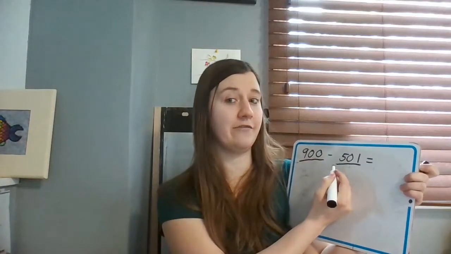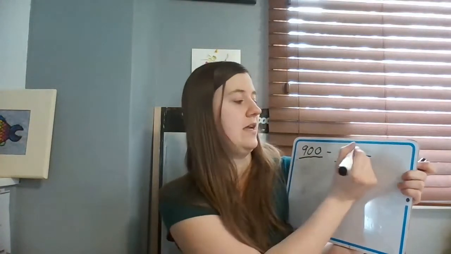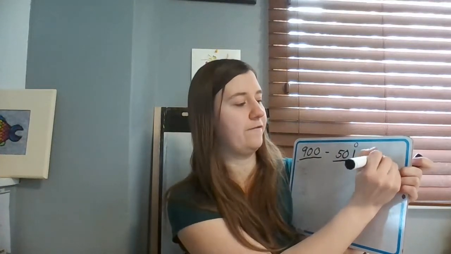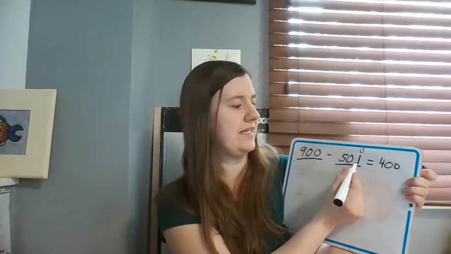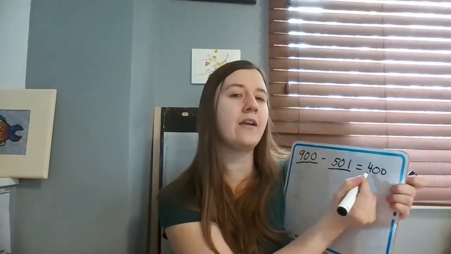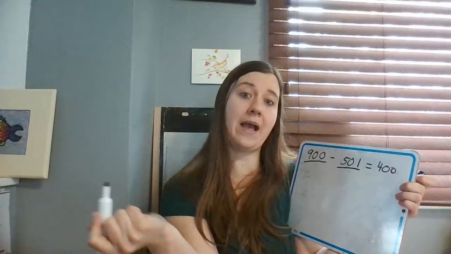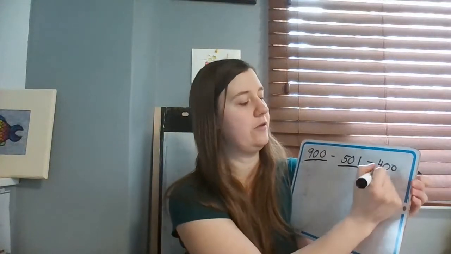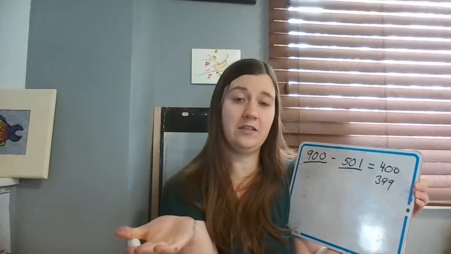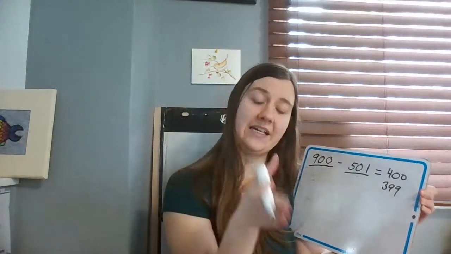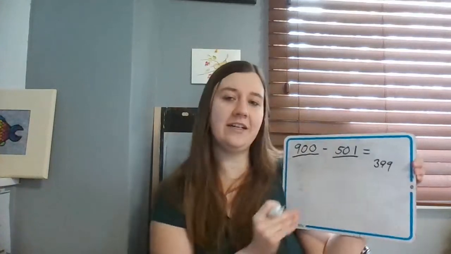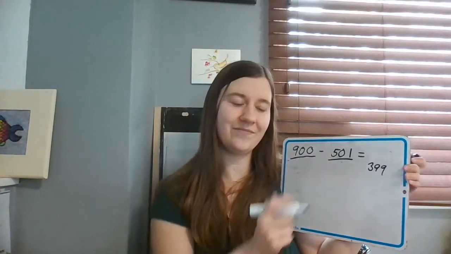900 minus 501. Well, I know 900 minus 500 is 400, but we need to take one more away. If I count back, 400, I'm just going to count back 1. It changes it to 399. Because 400, going 1 back, 399, and you keep counting. So my actual answer is 399.